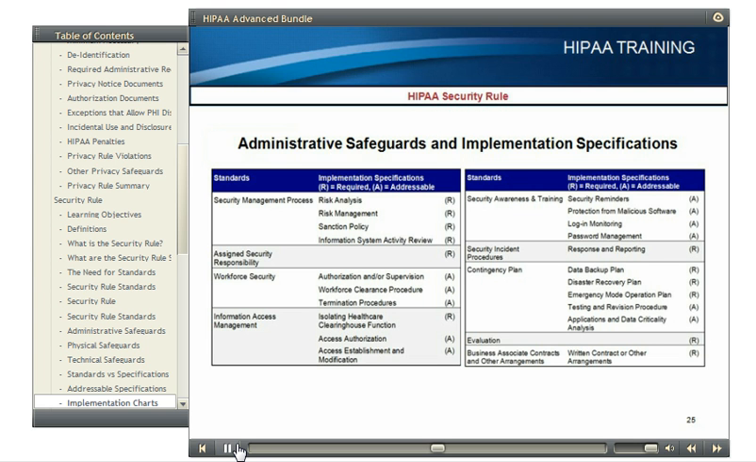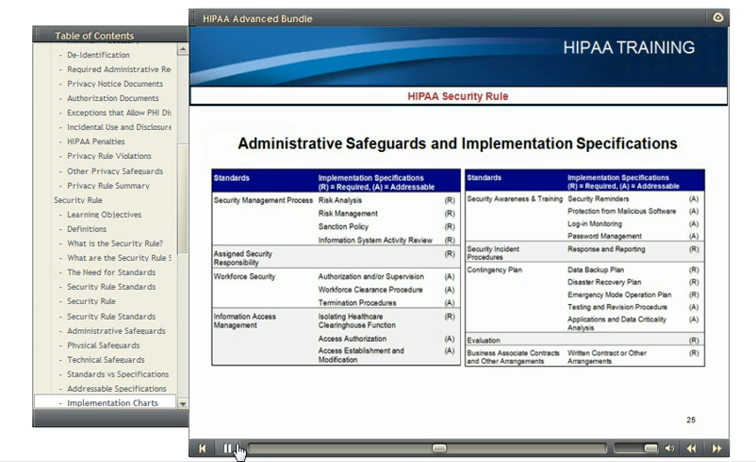Standards. Security management process. Implementation specifications. Risk analysis. Required. Risk management. Required. Sanction policy. Required. Information system activity review. Required. Assigned security responsibility. Required.